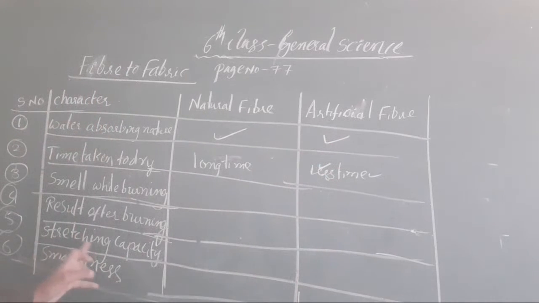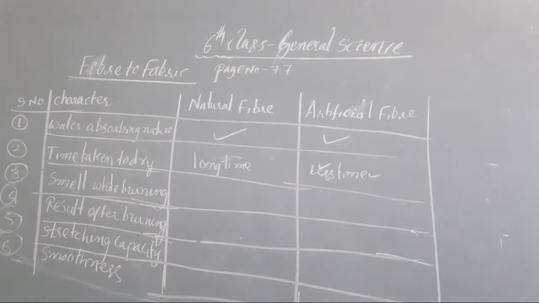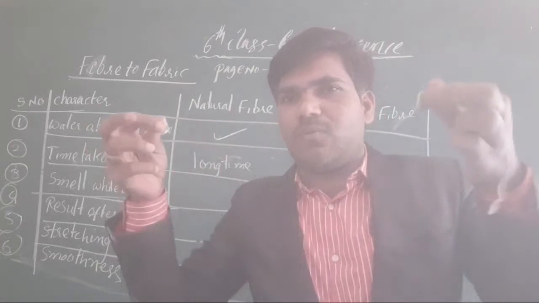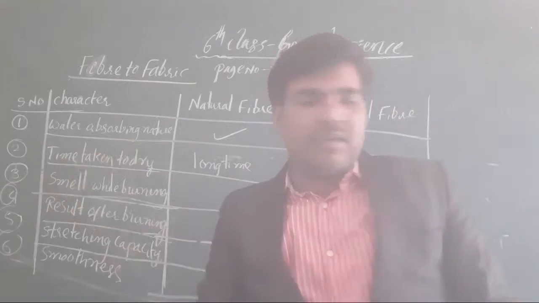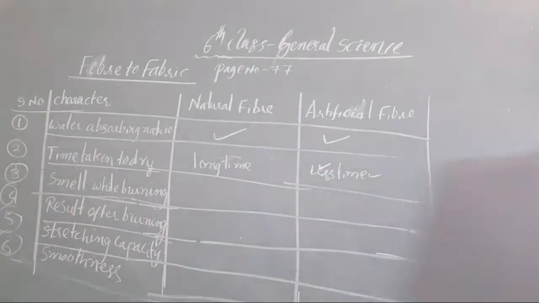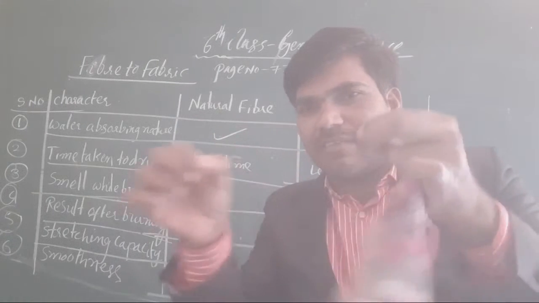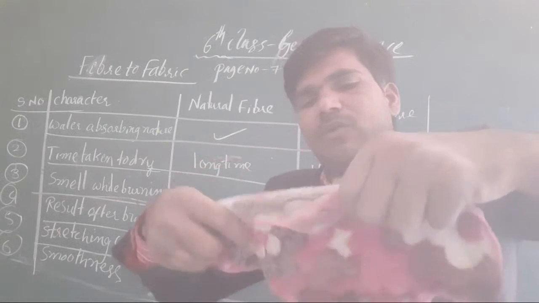Now, stretching capacity. When we stretch it here, there is low stretching capacity. When you take cotton and stretch it, it automatically breaks down easily. But whatever you have taken from artificial fiber may not stretch like that, it contains high stretching power. When you take it like this, it will not tear.